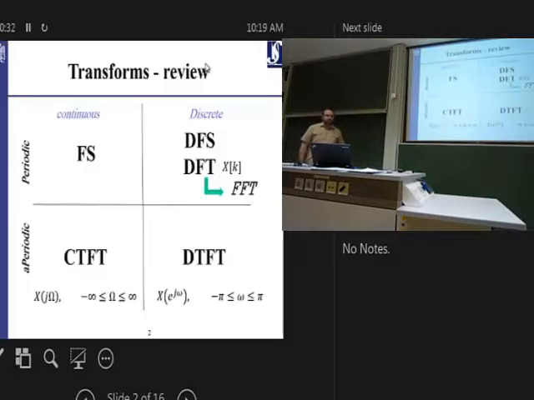Welcome to the fourth lecture of DSP. So in this slide, I'm trying to recapitulate all the transforms we have studied so far and categorize them into the continuous signals, discrete signals, periodic and aperiodic signals.